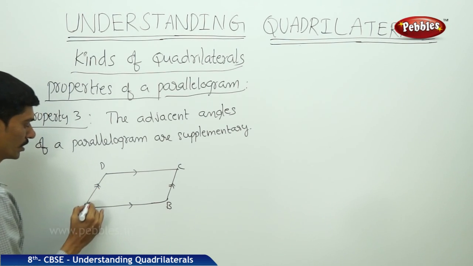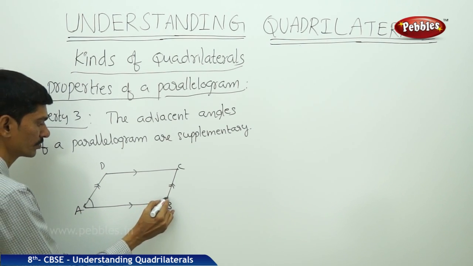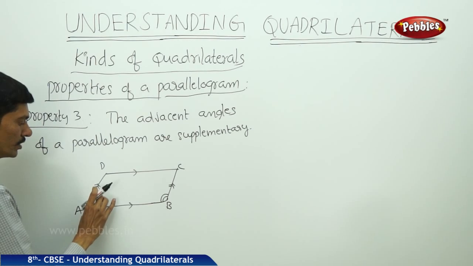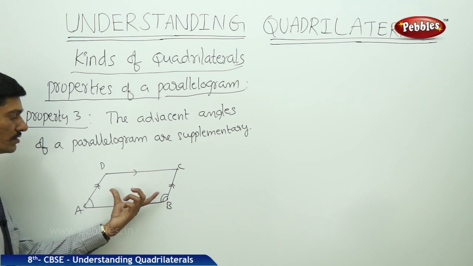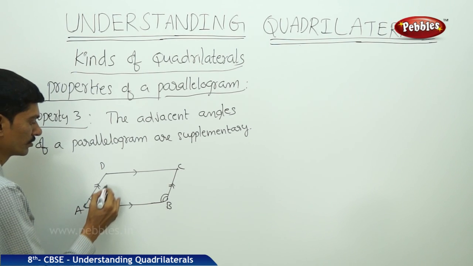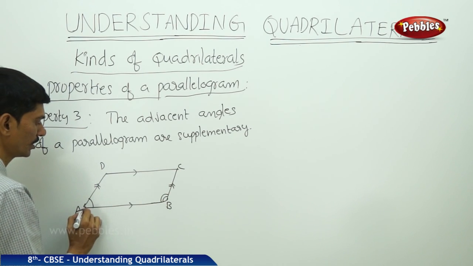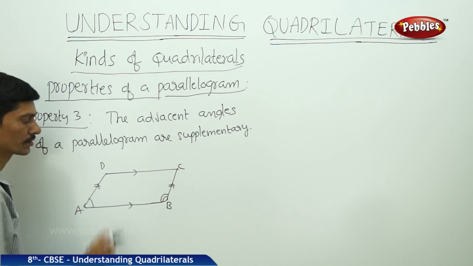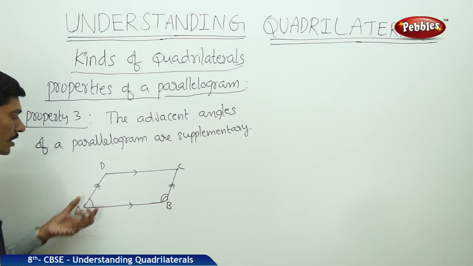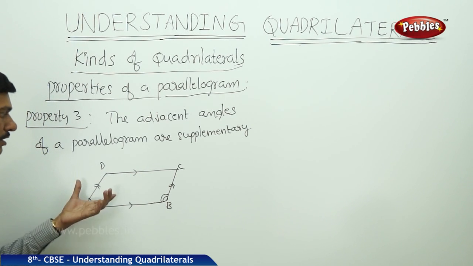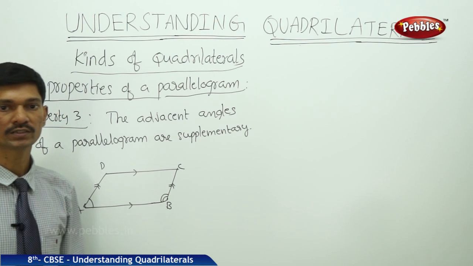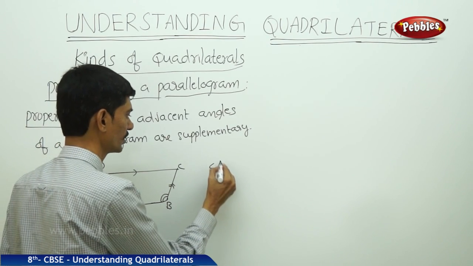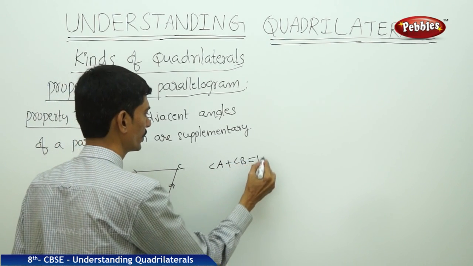then here angle A and angle B, so these two are the adjacent angles. So these two are supplementary, means sum of these two angles is 180 degrees, because AD is parallel to BC and here AB is the transversal. Then this angle A and angle B are the co-interior angles or consecutive interior angles. So according to the property, the two consecutive interior angles are supplementary. So we can write that angle A plus angle B equals to 180 degrees.